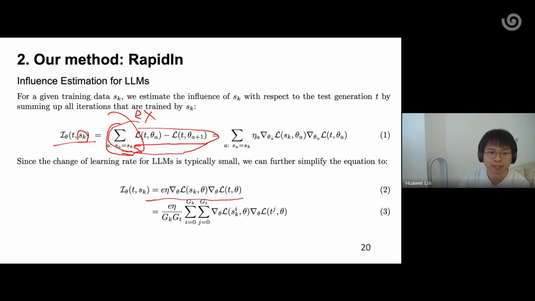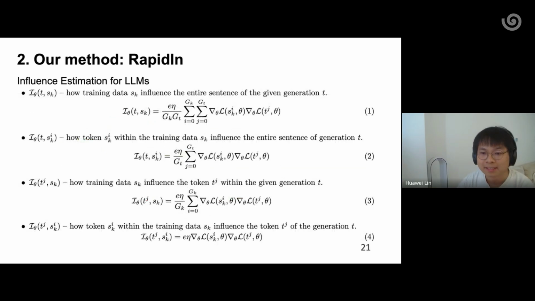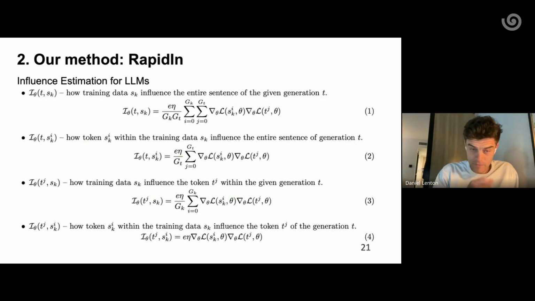E is the number of epochs, eta is the learning rate, and this is the inner product between two gradients, two logs. Yeah. Okay, makes sense. Very good.